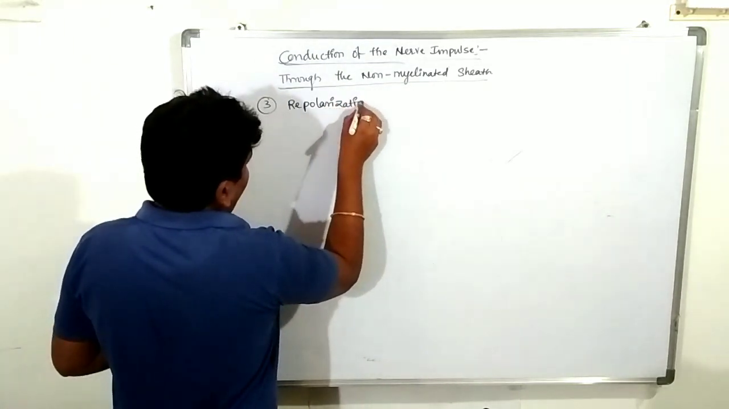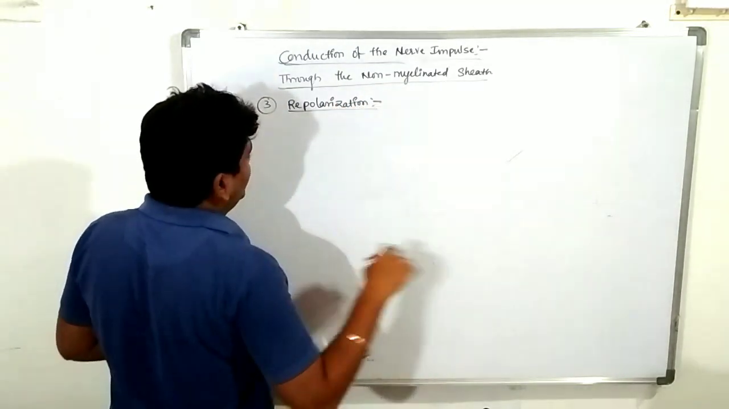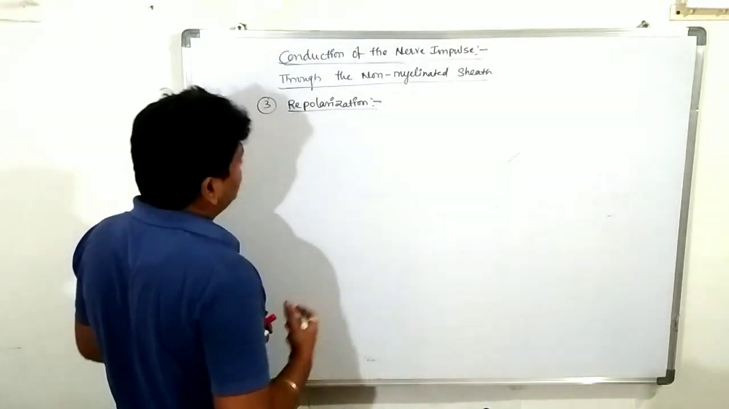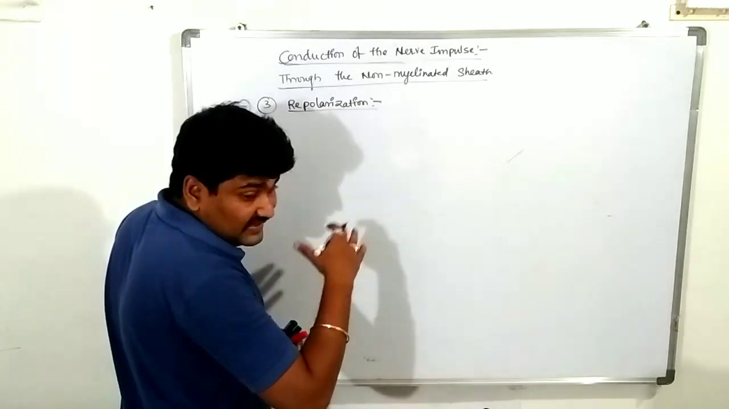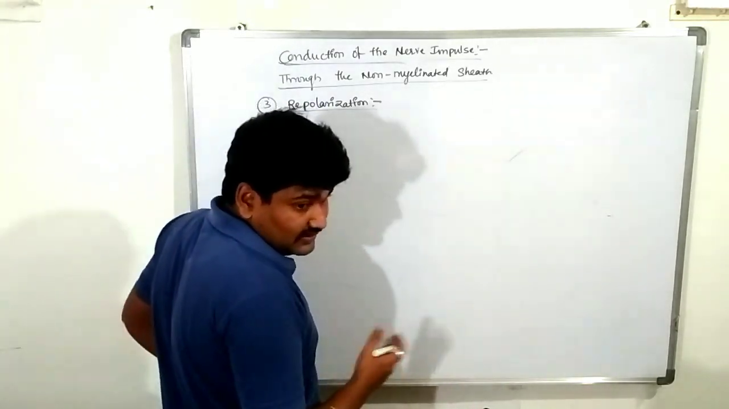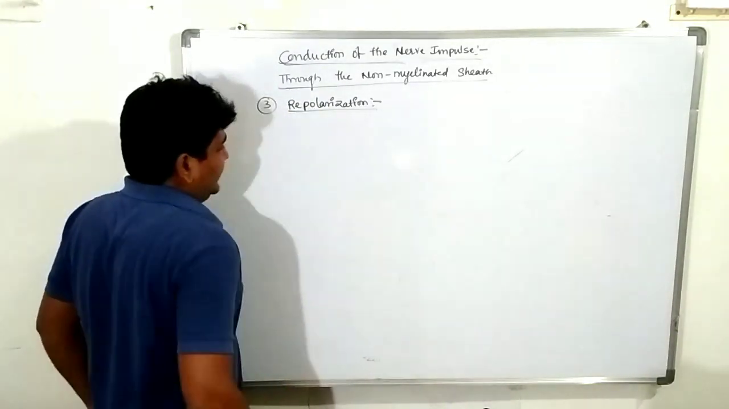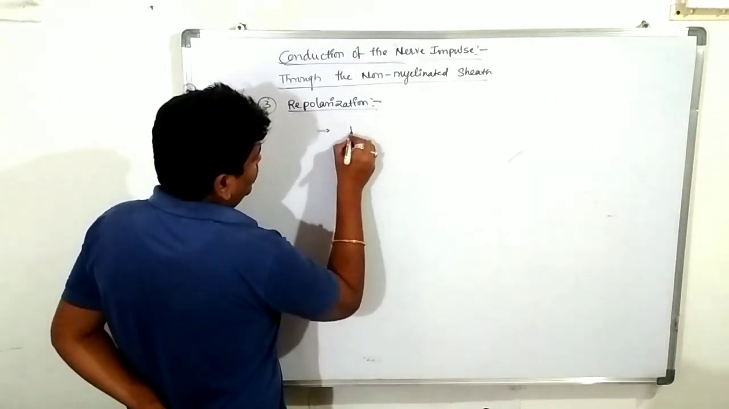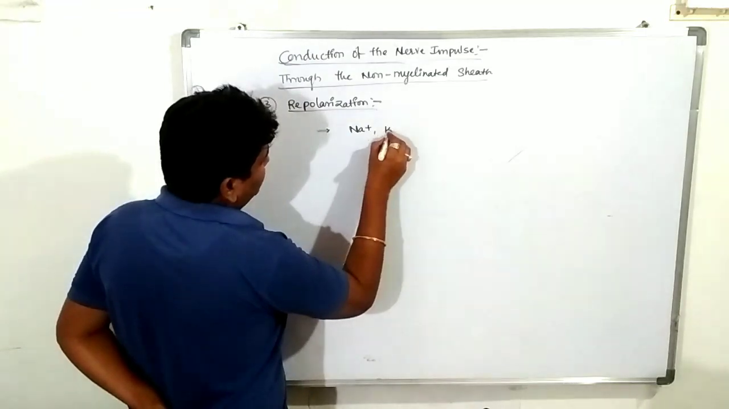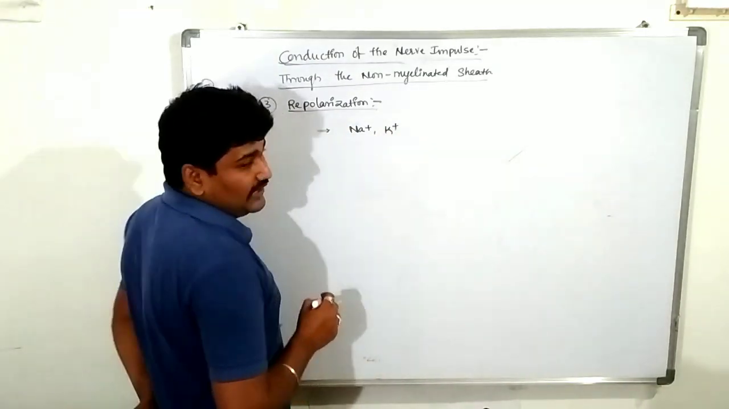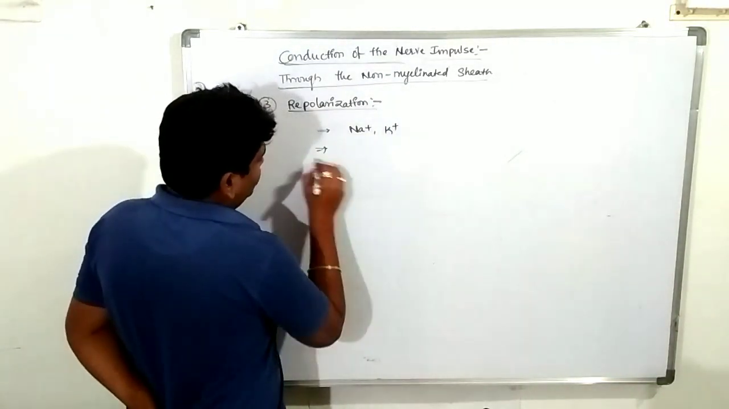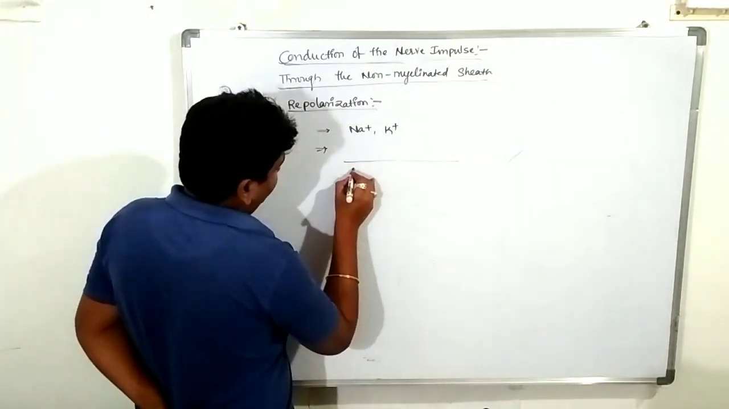The repolarization: re means again, exchanging of their polars from their own polars. They are changing their own polar sides. First one, in this condition, the sodium ions and potassium ions are there. The sodium and potassium ions, the gates will become open on the two sides.